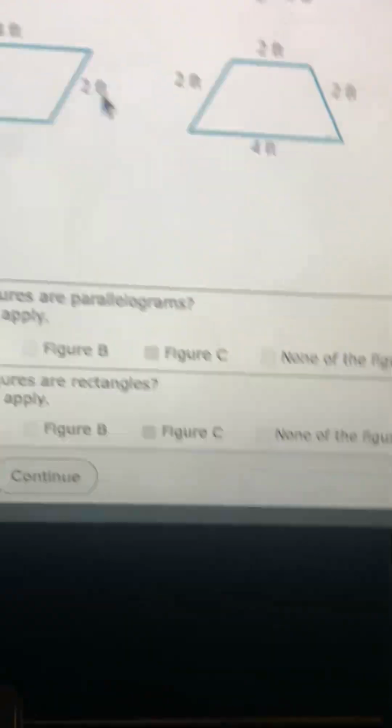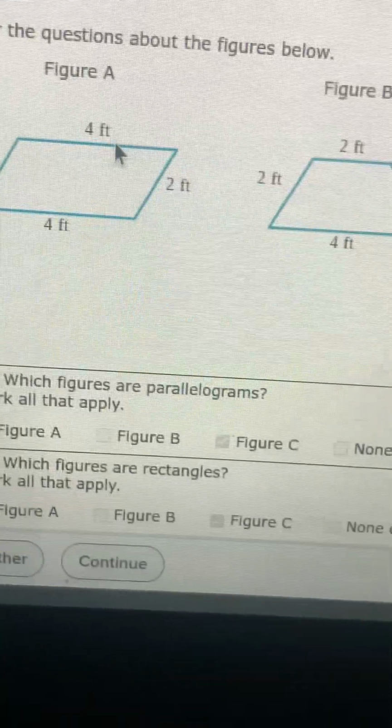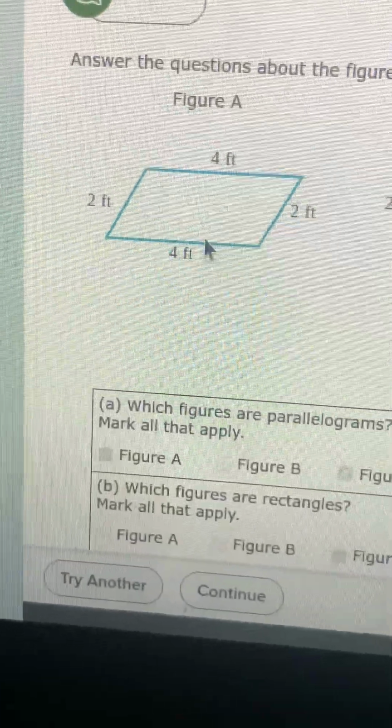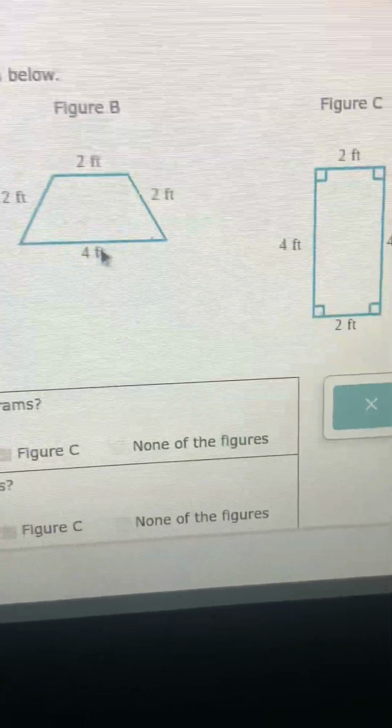Oh yeah. What makes a parallelogram? It's that these numbers are equal. This one's not equal to these two. It's not equal to the bottom. That's what it is. All right, bye.